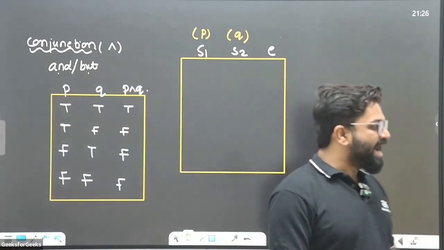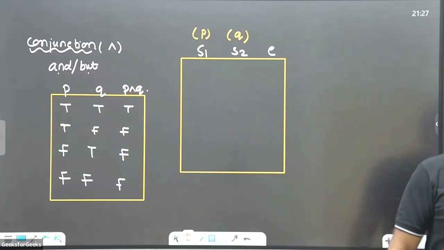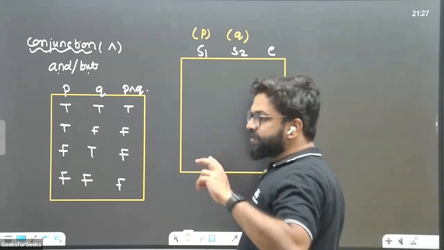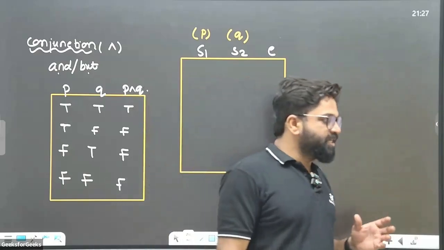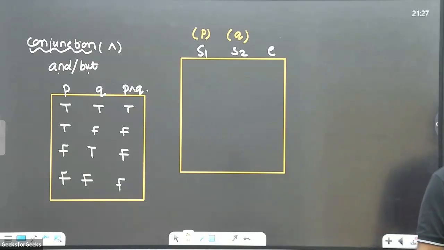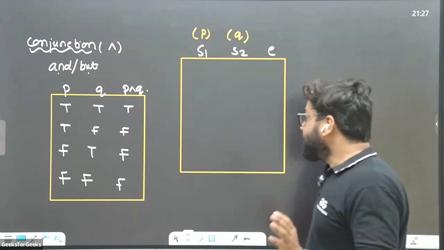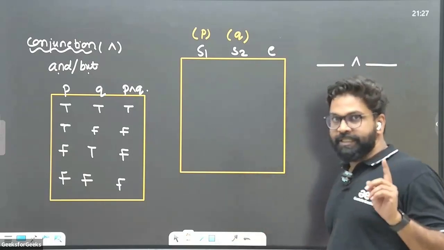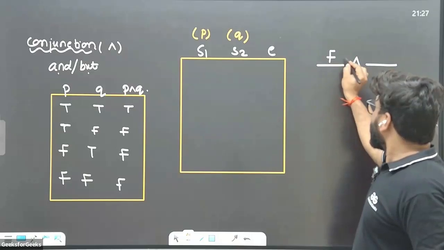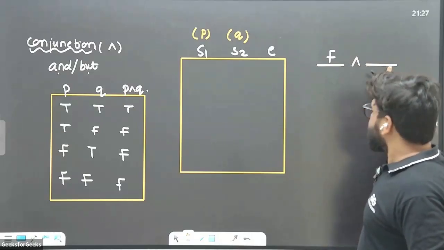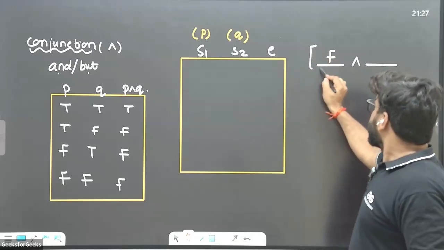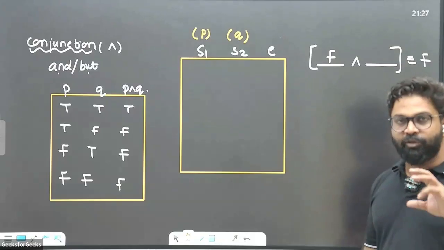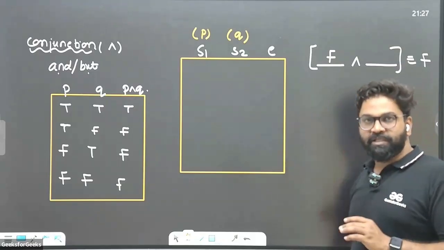Now, one thing you people have to understand very clearly: whenever something is made up of your conjunction, your and condition, one thing you have to take care of, and that is when a compound statement is made up of two simple propositional statements, and if one of them is false, it does not matter what the other says. This whole thing will become false. So this is a major breakthrough that you can understand with respect to the conjunction.